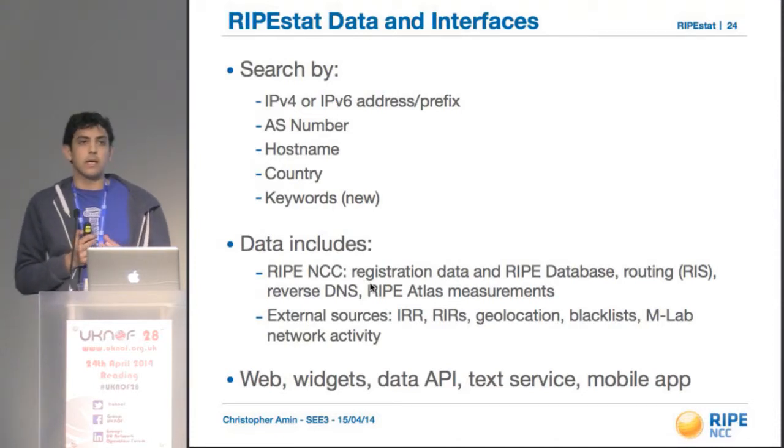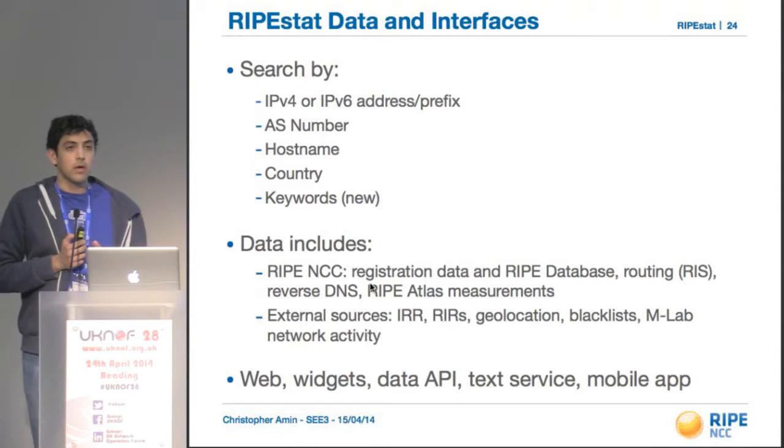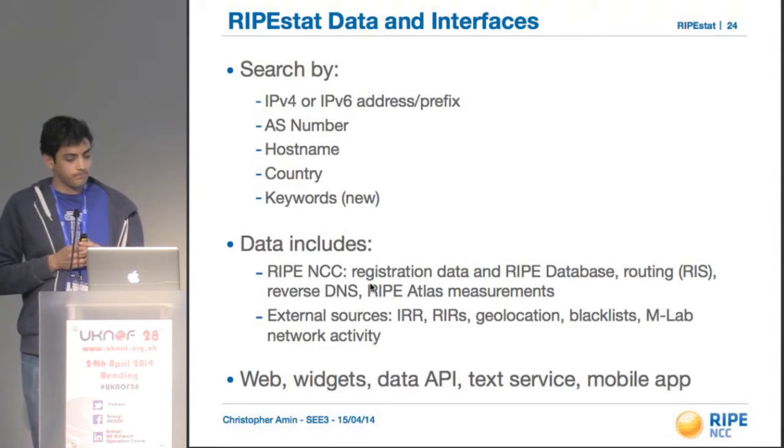So the NCC has a routing information service which we provide information about what is routed at any one time by who. And we also have integration of RIPE Atlas within RIPEstat, as well as other things like MLab, network activity, so that's kind of relatively new.